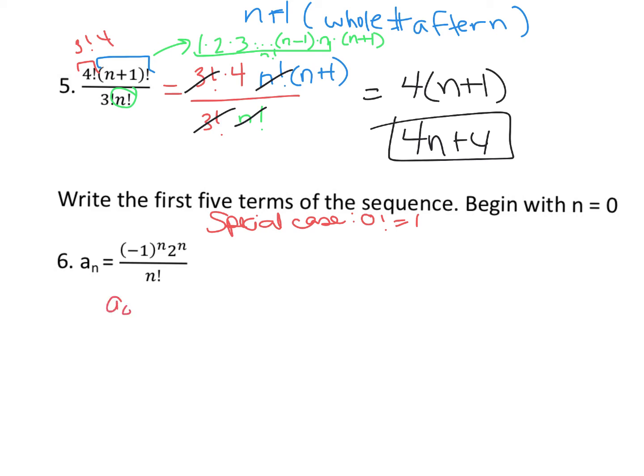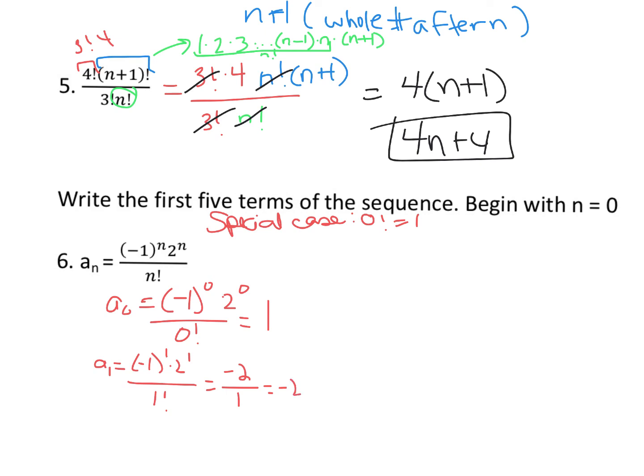Okay, so a0 is going to be negative 1 to the 0 times 2 to the 0, over 0 factorial. Anything to the 0 power is 1, so that just gives you 1. A1, you get negative 1 to the 1 power times 2 to the 1, over 1 factorial. Negative 1 to the first power is negative 1. 2 to the 1 is 2, and 1 factorial is just 1. I end up getting negative 2.